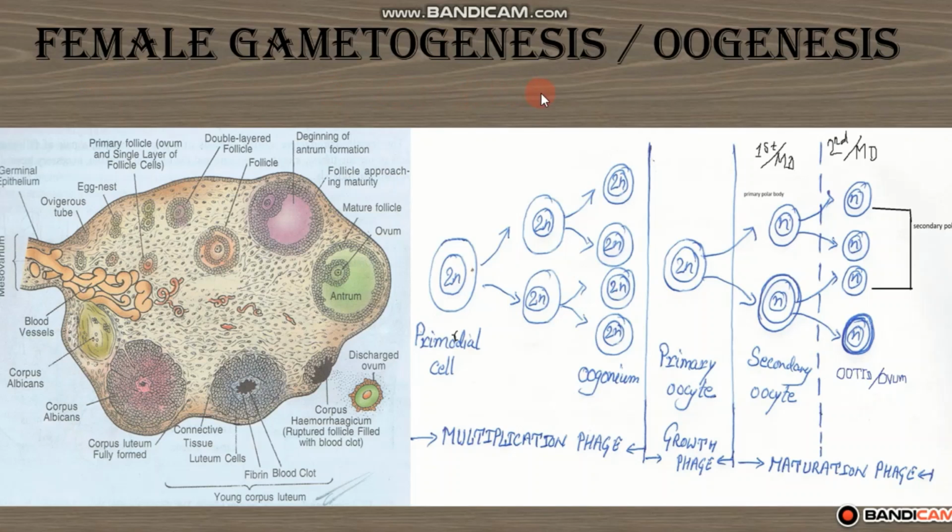Female gametogenesis, oogenesis. Gameto means gamete, genesis means formation. So the formation of gamete is known as gametogenesis. Today I am talking about female gametogenesis. The female gamete is the ovum. Okay, the female gamete is known as ovum.